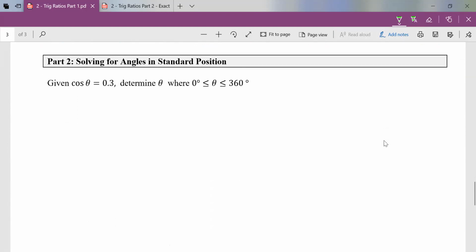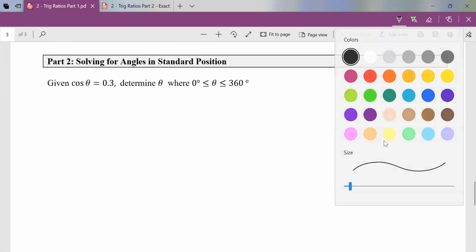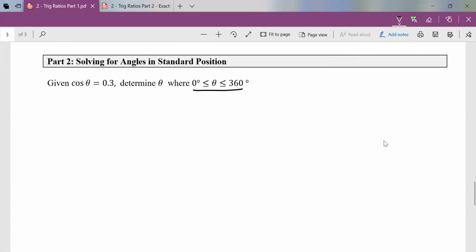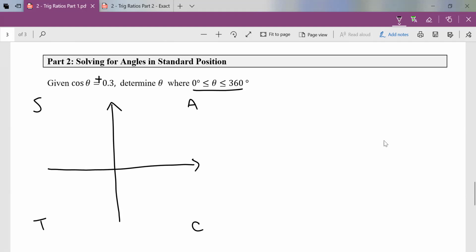So, solving for angles. Given cosine is equal to 0.3, determine theta for 0 to 360. So that 0 to 360 tells me I'm looking at this entire Cartesian plane. However, it tells me cosine is positive 0.3. Well, how does that help me? Well, cosine's positive, so where is cosine positive? Cosine is positive here and here. So we're actually going to have two answers.